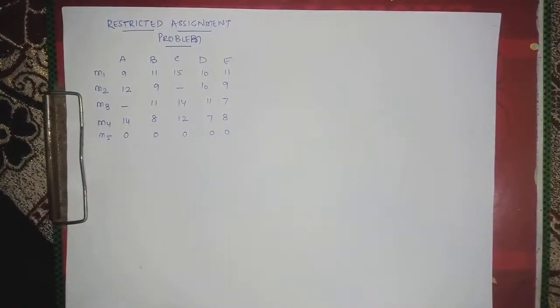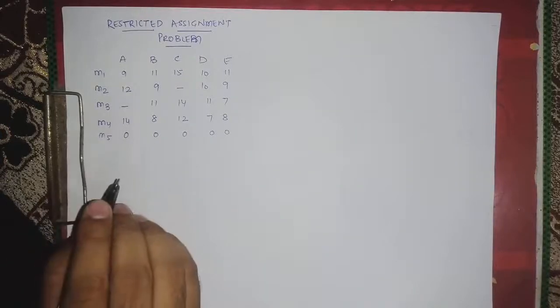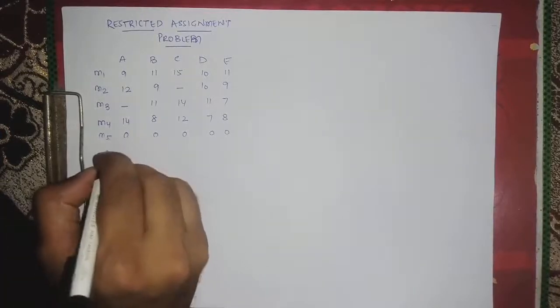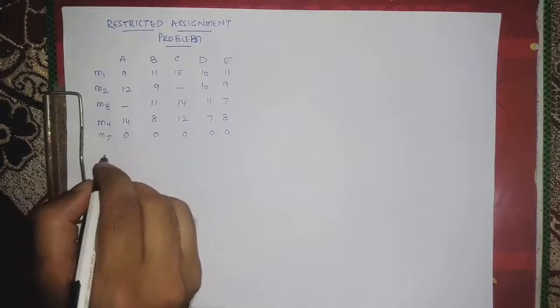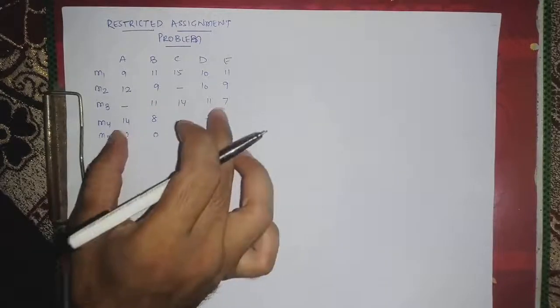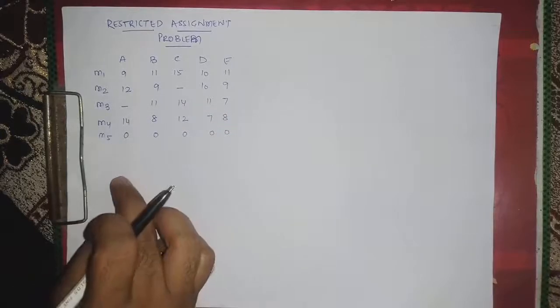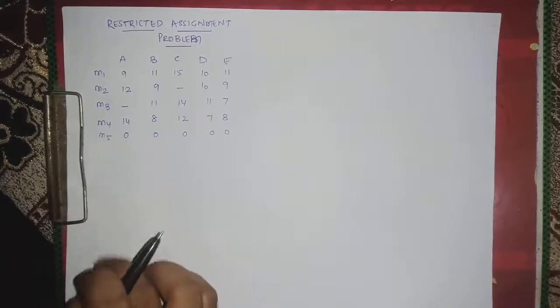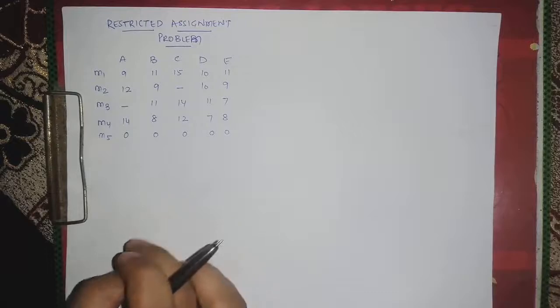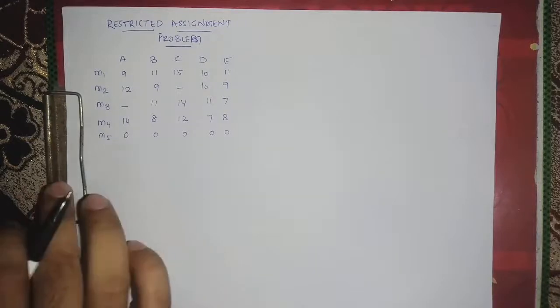We are going to do row reduction, as simple as we were doing earlier. The problem is of minimization, so it will start from the row reduction. If the problem was of maximization, first of all we would convert it into the loss matrix, and thereafter row reduction, column reduction, making assignment, improvement, until we reach our solution. Okay, so let's do it.